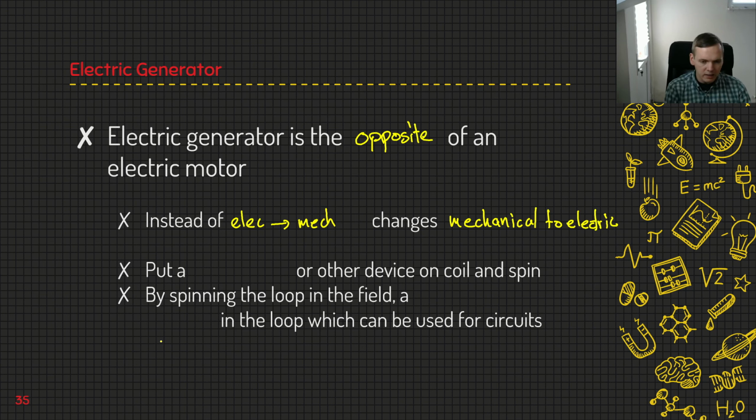So you can take any electric motor and turn it into a generator. You can take any generator and turn it into an electric motor. So all you have to do is put a crank or a handle or some other device on the coil and spin it. And by spinning the loop in that field, remember, because there's a magnetic field inside of the motor, a current is induced in the loop, and that can be used for whatever you want to use the current for in circuits, which is things we talk about in a different unit.